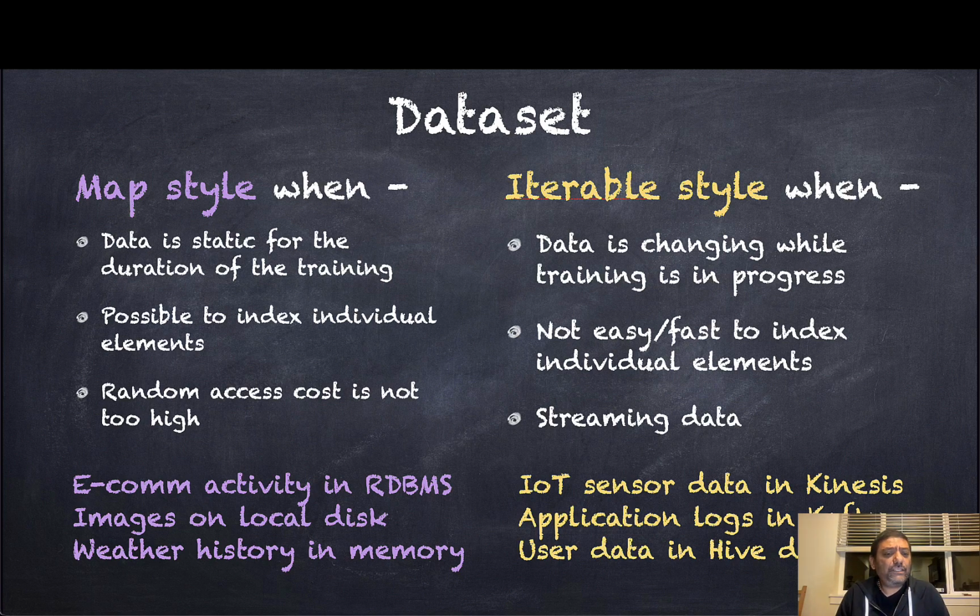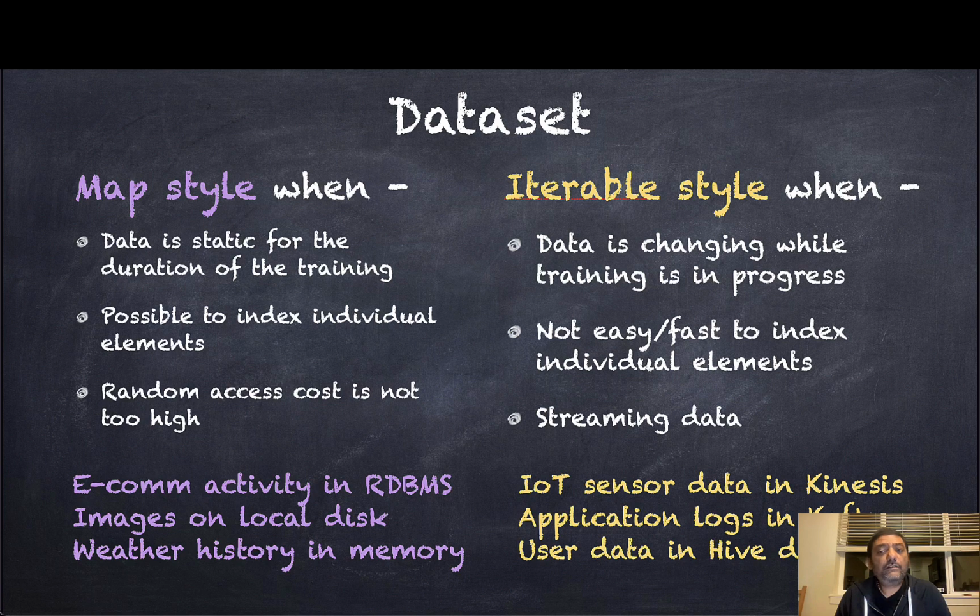So for example, you could have your e-commerce activity stored in some sort of an RDBMS, like we talked about, a MySQL data cluster. Typically, accessing your order transaction history by the primary key of the order is super fast. Or you could have images on local disk, like we just talked about. Retrieving data from disk is fairly fast. Or you could have data that's even easier and faster to access. For example, your weather history data that resides almost entirely in memory because it's just pure text data.